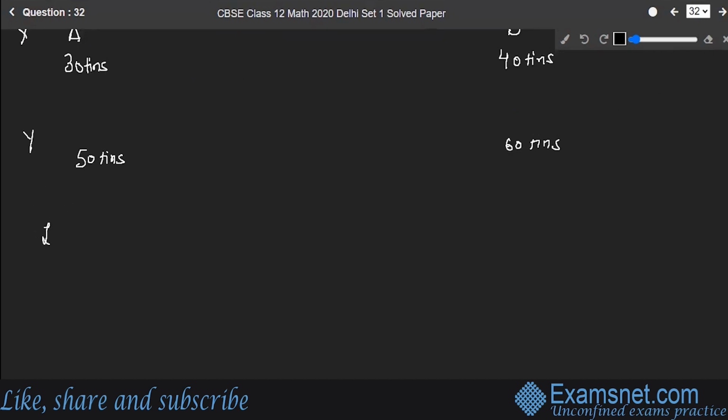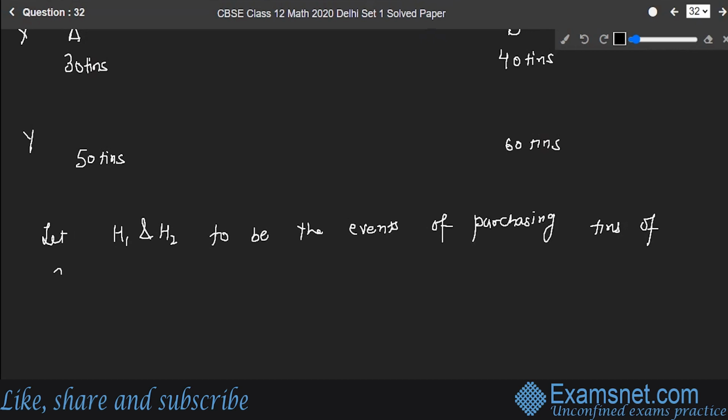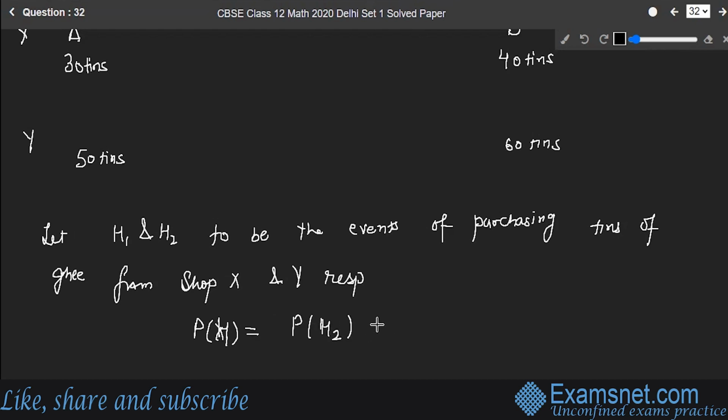Okay, so here I will say first of all H1 and H2 to be the events of purchasing tins of ghee from shop X and Y respectively. So the probability of purchasing from shop X, that is H1, is equal to the probability of purchasing the ghee from shop Y, and this is of course equal to half because there are two shops.